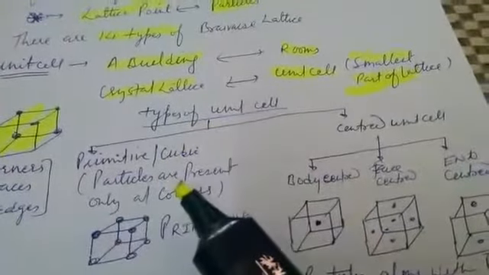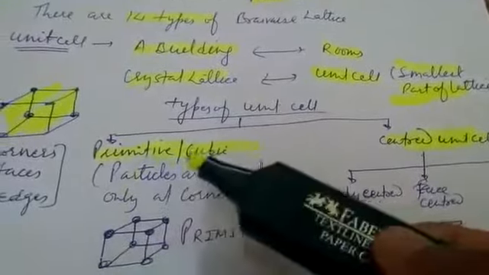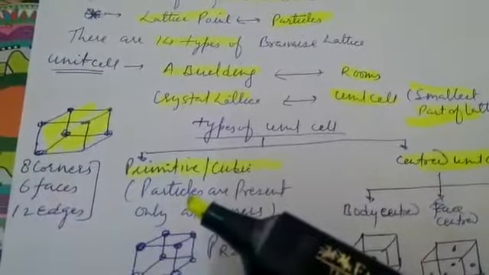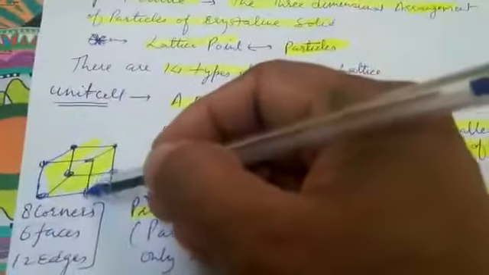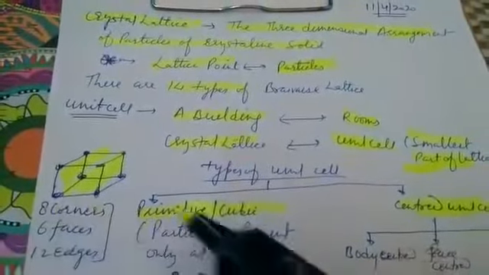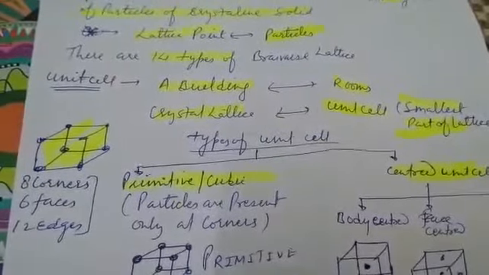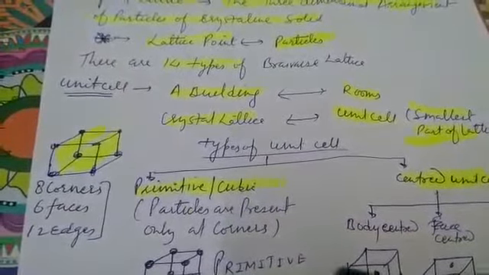There are 2 types of unit cells, primitive unit cell and centered unit cell. Now, how will you define a primitive unit cell? The unit cell which contains particles only at the corners. So, the unit cell which I drew here is a primitive unit cell. You can say that the unit cell having particles only at the corners is called a primitive unit cell.